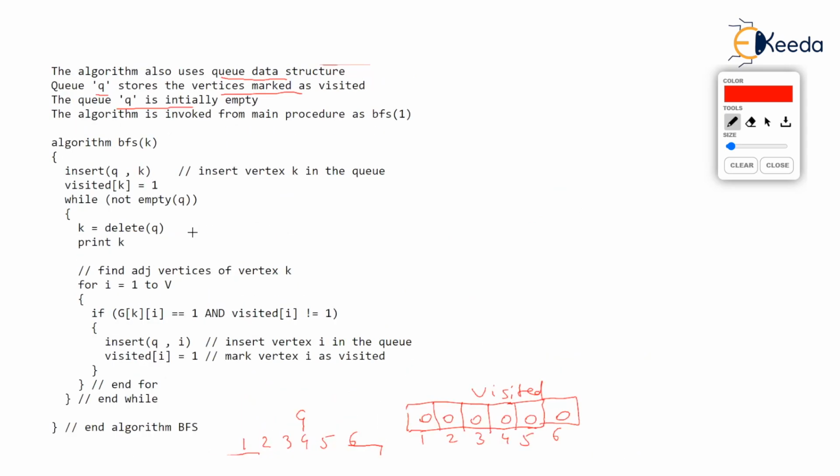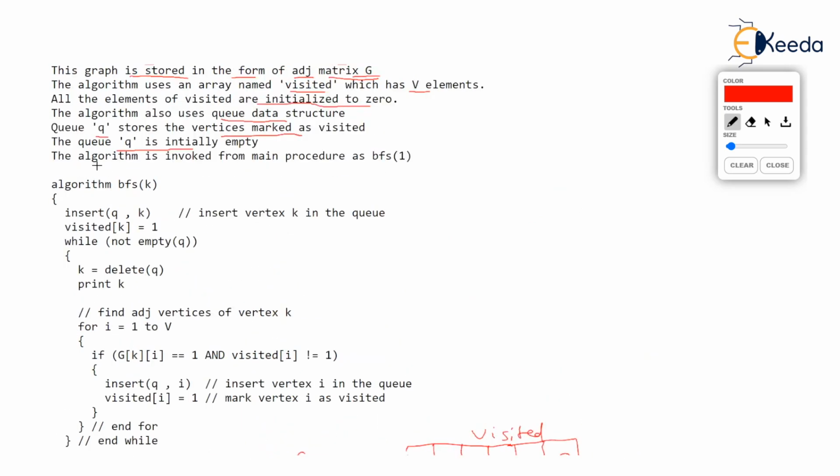And the last thing written in the comment is that the algorithm is invoked from the main procedure or main program as BFS(1). What we mean by this is that the BFS algorithm will commence or begin from the first vertex.